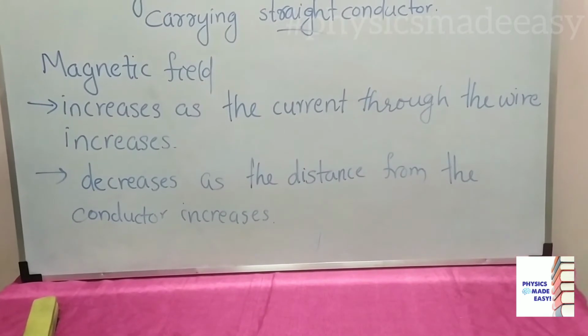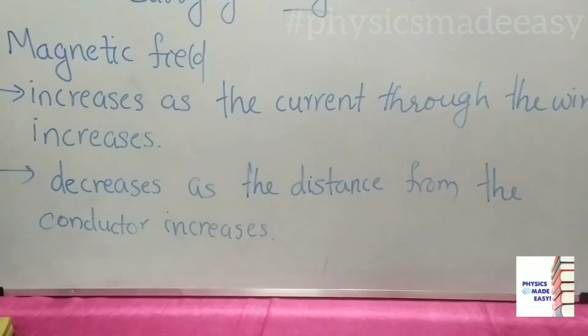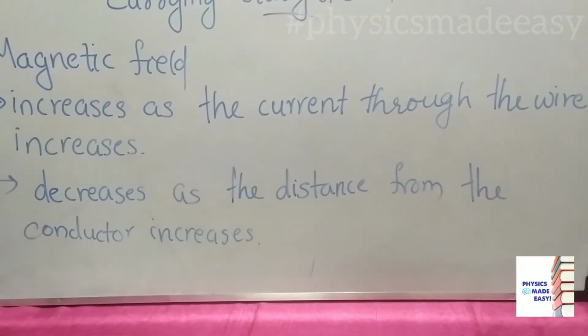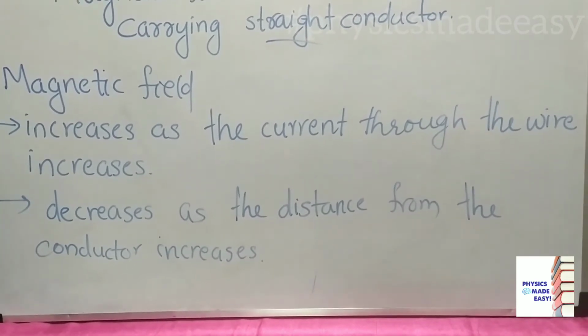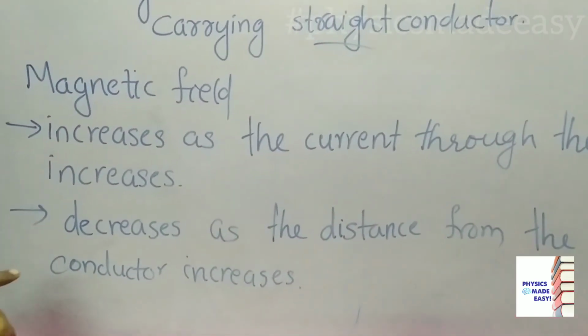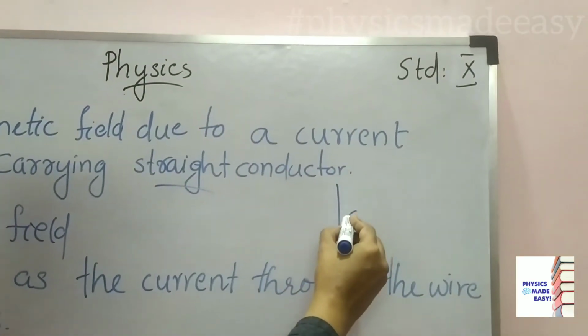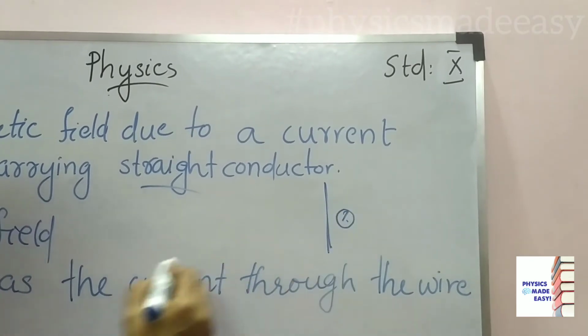Okay, children, if you are changing the polarities, you can see that the needle is deflecting in the opposite direction. Changing polarities means you are changing the direction of current. Then here, in this straight conductor, if you place the compass near it, you can see more deflection there.